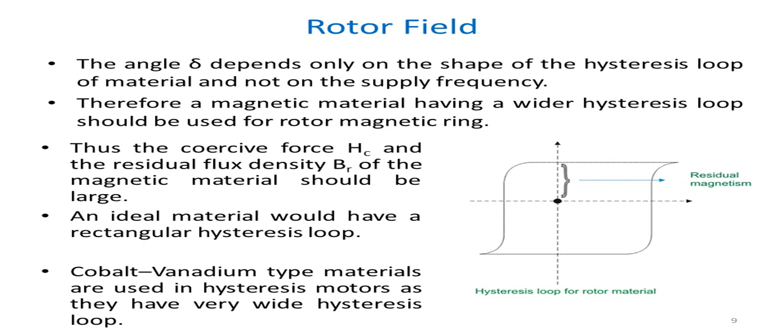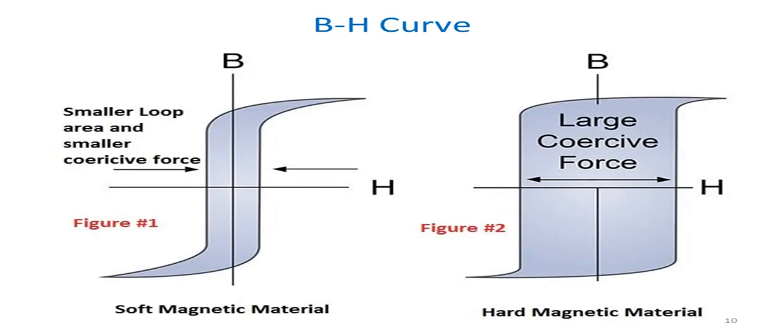An ideal material would have a rectangular hysteresis loop. The ideal material for the rotor of a hysteresis motor should have a rectangular hysteresis loop. Cobalt vanadium type materials are used in hysteresis motors as they have a very wide hysteresis loop, as shown in this diagram. So this is the hysteresis loop for the rotor material.